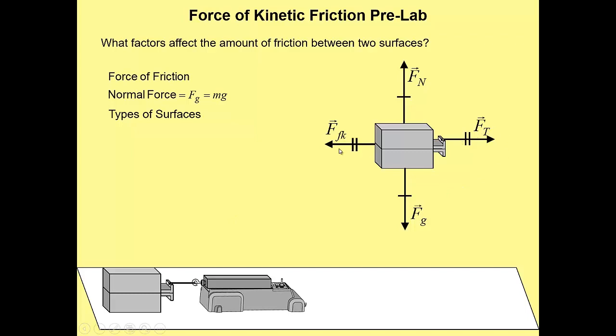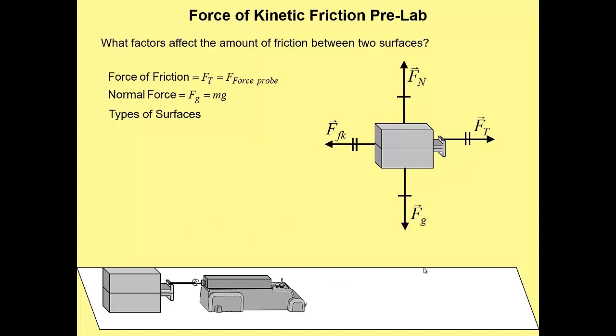So if we want to know how much friction there is, we just need to figure out how much tension there is. But how can we figure out how much tension? Because the string is attached to a force probe. And the force probe will make a graph for us so that we can see the force of tension. I'm going to show you in a little bit what that graph will look like.